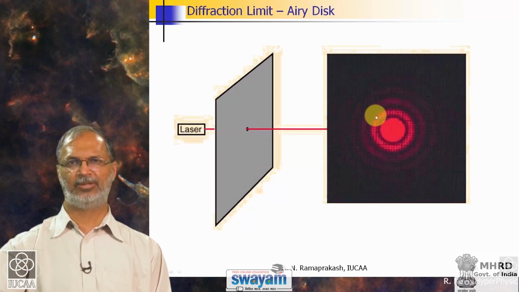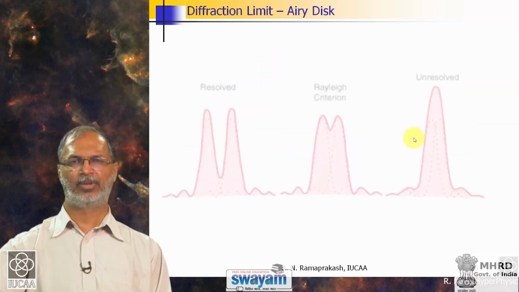In this case, the beam of light is a laser beam, which means it is a coherent beam of light. The wavefront is not distorted, it is a nice plane wavefront which passes through the aperture and forms this Airy disk pattern.